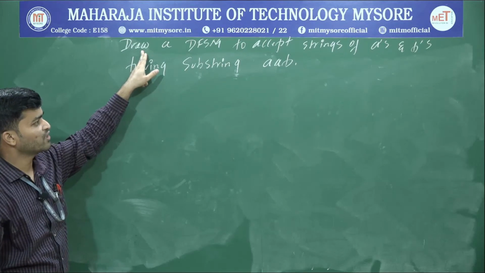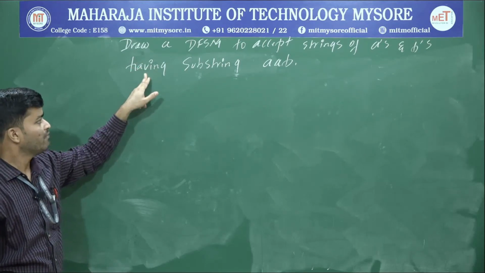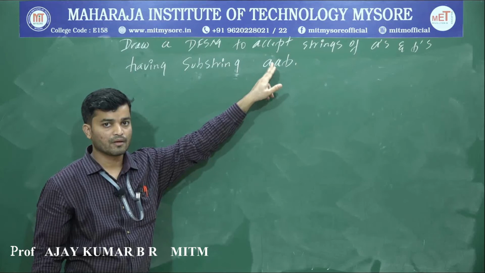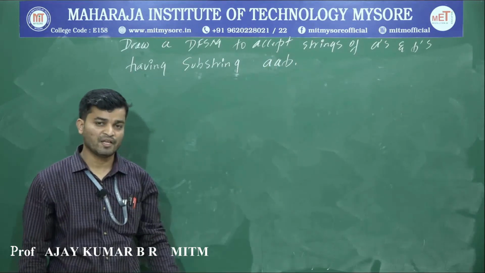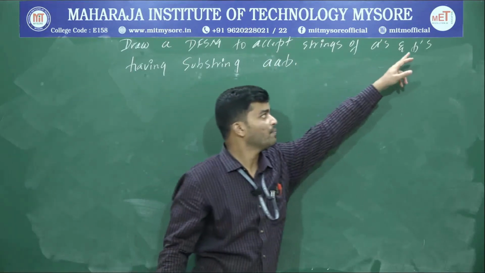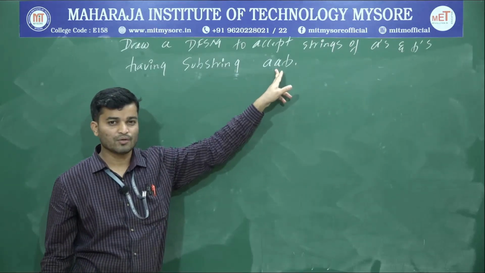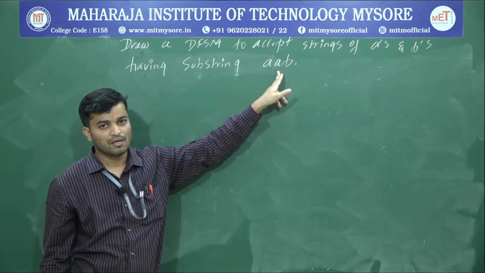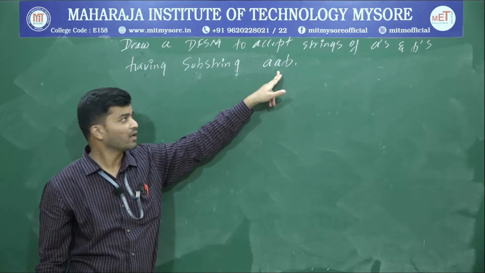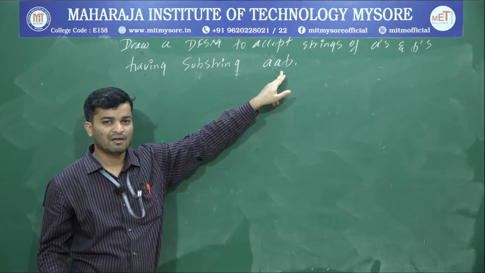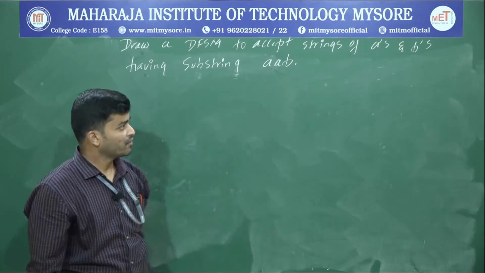That is to draw a DFSM to accept strings of A's and B's having the substring AAB. You can form any number of strings using A as well as B, but there should be the substring AAB. Substring means it can be anywhere within the string. It may be in the first position, in the middle, or in the last position. So how to construct?